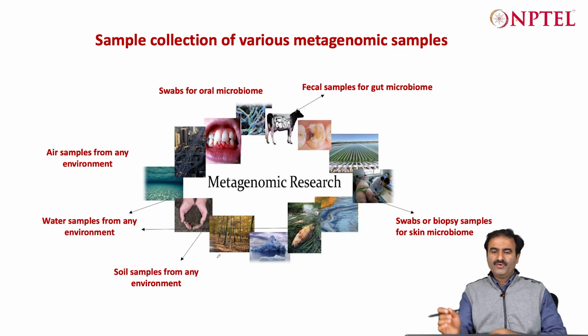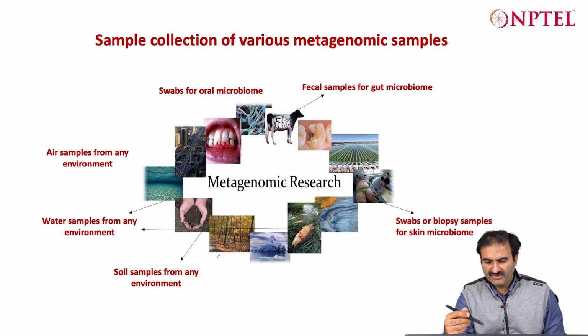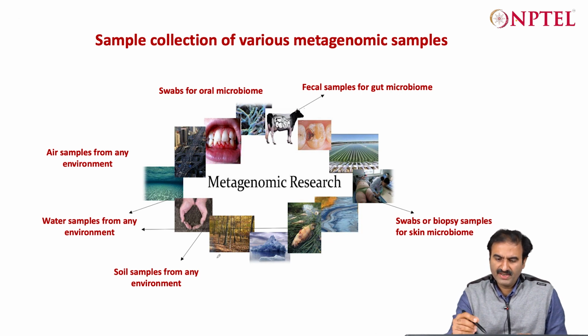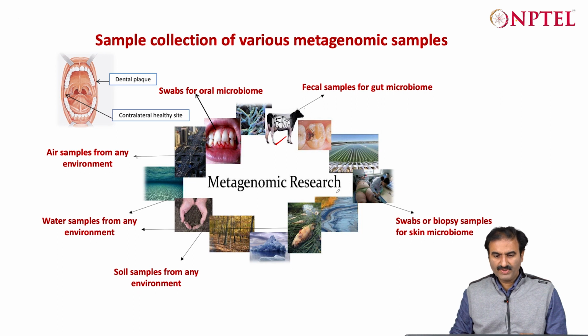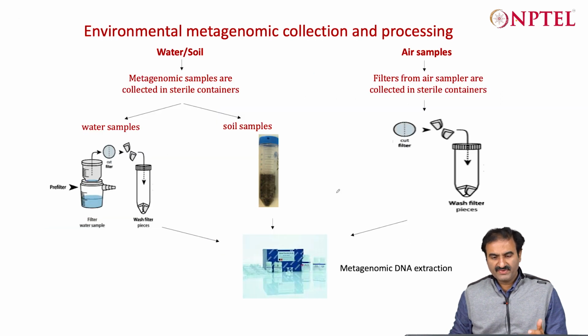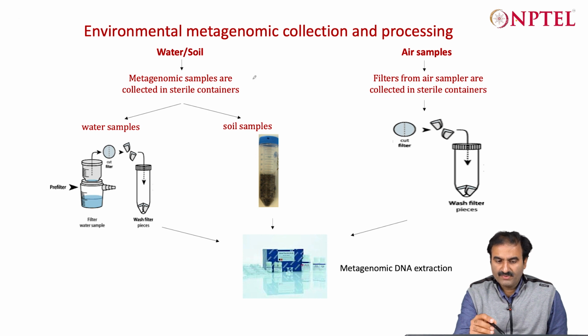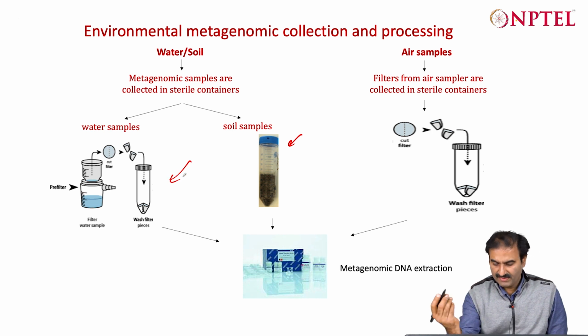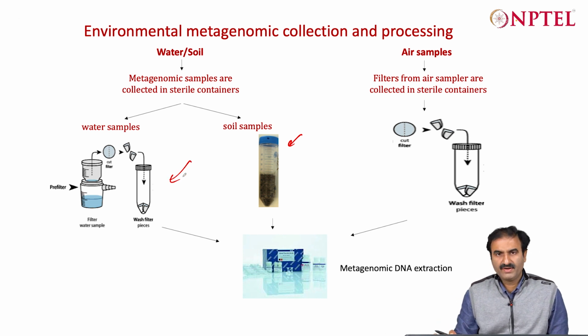libraries, okay. So samples could be from any of these environments, open environment, closed environment, right. Water sample, swab sample, soil sample, sediment sample, it could be fecal sample. So a lot of samples could be there for your research, and even air samples can also be taken. And when you have identified the type of sample, you should collect the sample in sterile containers, and then use the appropriate metagenomic DNA extraction protocols.